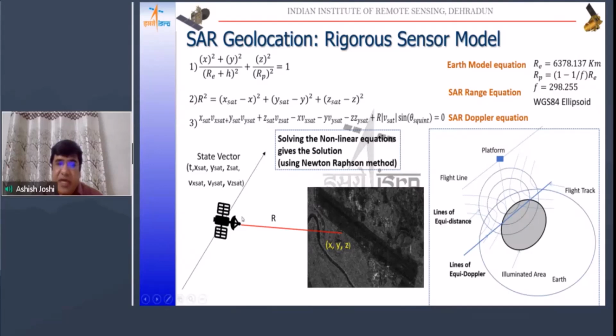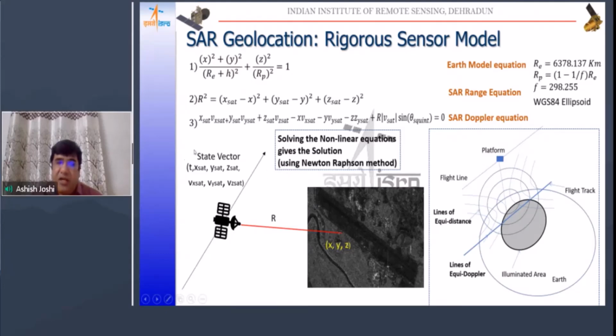So if this is a SAR sensor, and this is the range, and this is the x, y, z, and if we form this equation, then after solving, because this is a non-linear equation, we will use the Newton-Raphson method for solving. It is an iterative method to solve this equation. After solving this equation, we can find the x, y, and z.